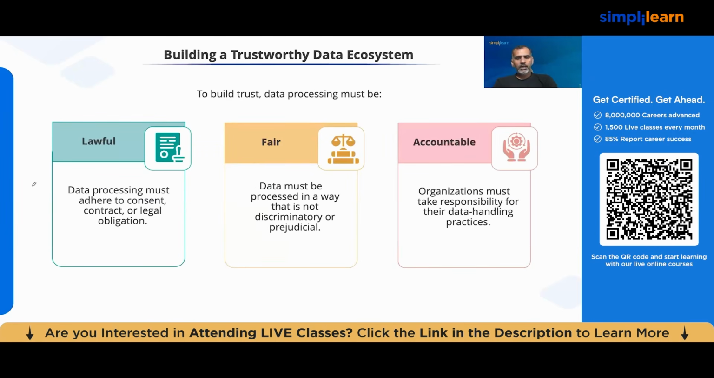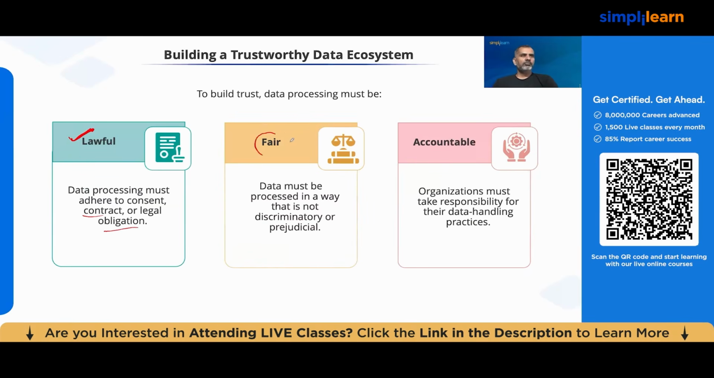So when we say trustworthy data ecosystem, we need to be very lawful. The laws defined around the globe, whether it is a domain-specific law, a privacy law, a security law, or a data sharing law, we have to be very lawful. So data processing must adhere to consent, contract, and legal obligations.